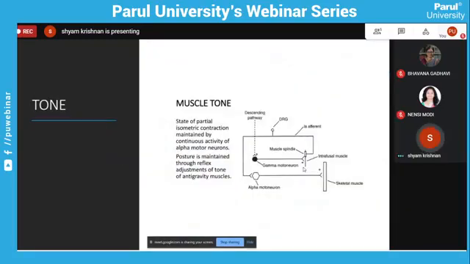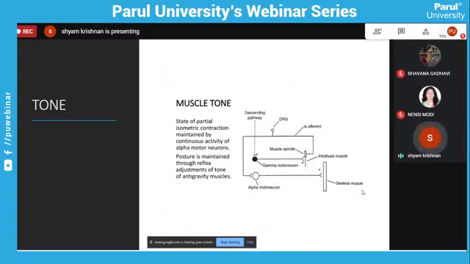So muscle tone can be physiologically summed up as a state of partial isometric contraction maintained by continuous activity of alpha motor neurons. When you talk about muscle tone, the most common phenomenon which comes to your mind would be posture, which is maintained through the reflex adjustments of tone of anti-gravity muscles, to put it simply.